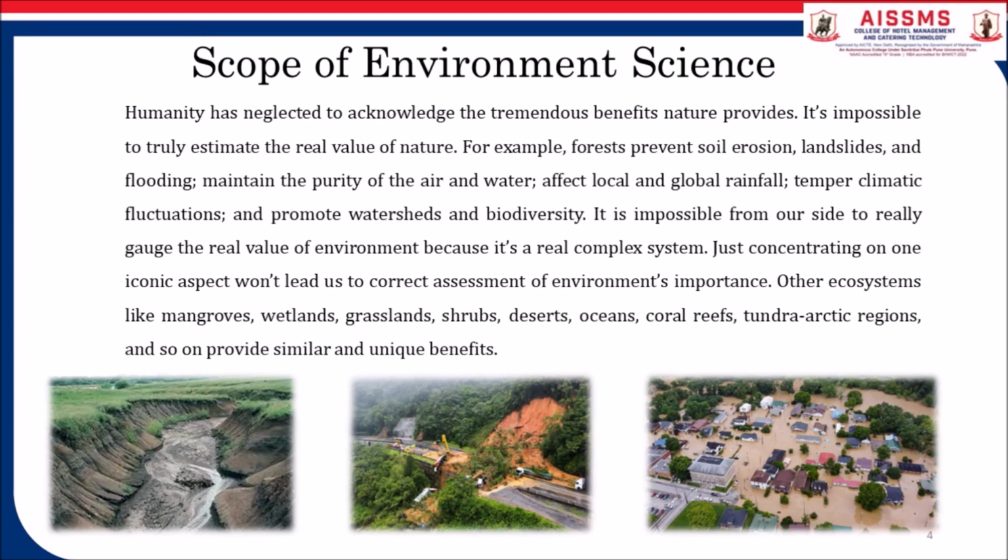For example, forests prevent soil erosion, landslides, and flooding, maintain the purity of air and water, affect local and global rainfall, temper climatic fluctuation, and provide watersheds and biodiversity. It is impossible from our side to really get the actual value of the environment, because it's a really complex system. Just concentrating on one iconic aspect won't lead us to a correct assessment of the environment's importance. There are other ecosystems like mangroves, wetlands, grasslands, shrubs, deserts, oceans, coral reefs, tundra, the Arctic region, and so on.